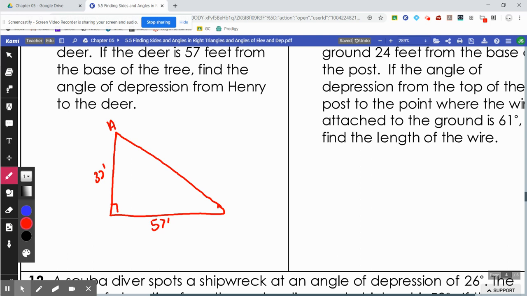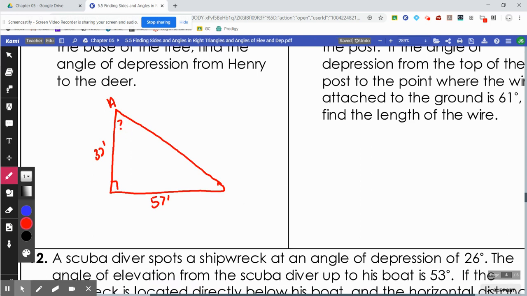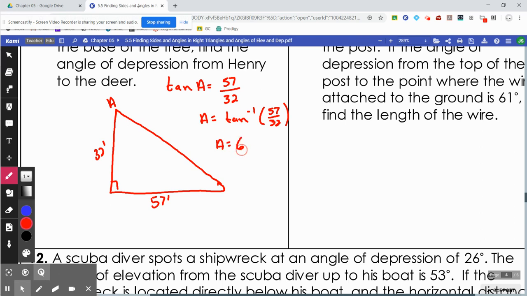I'm going to find angle A here, which is this angle. The way I'm going to find angle A is by using tangent. The tangent of angle A will equal opposite over hypotenuse. So to find A, we're going to do the inverse tan of 57 over 32. That's going to tell me that angle A is equal to 60.7 degrees. Now this is this angle.